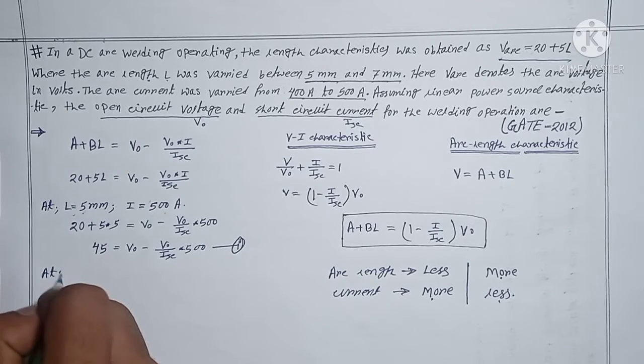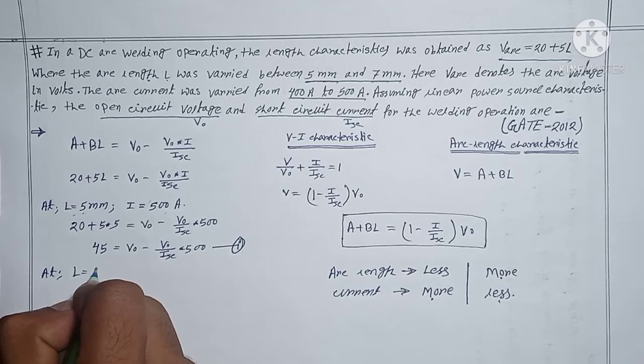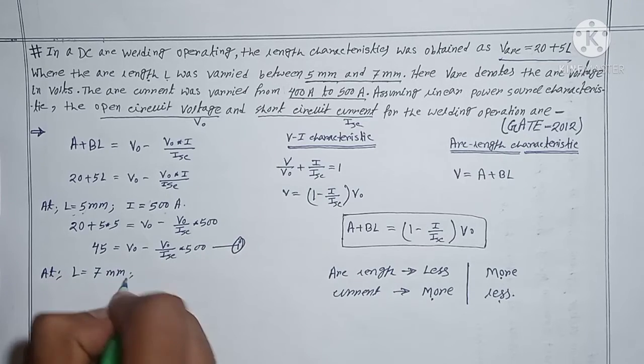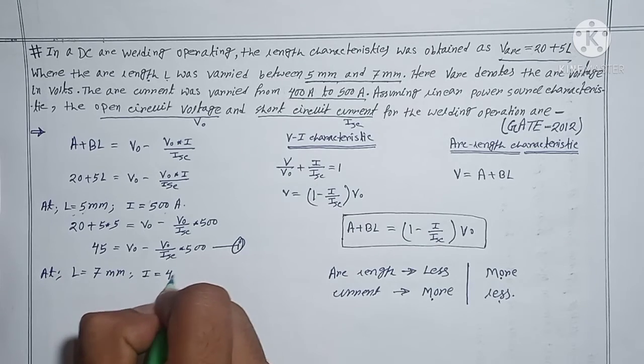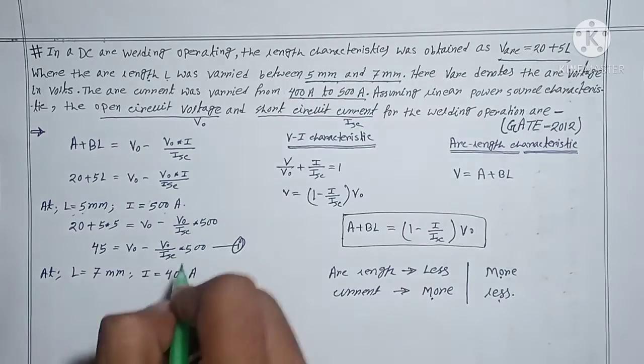Similarly, at length equal to 7 mm, what will be the current? Length is more, so current will be less, means 400 ampere. Am I right?